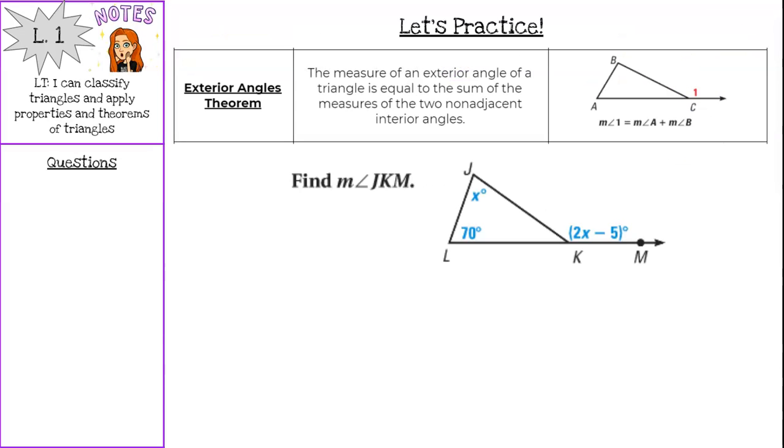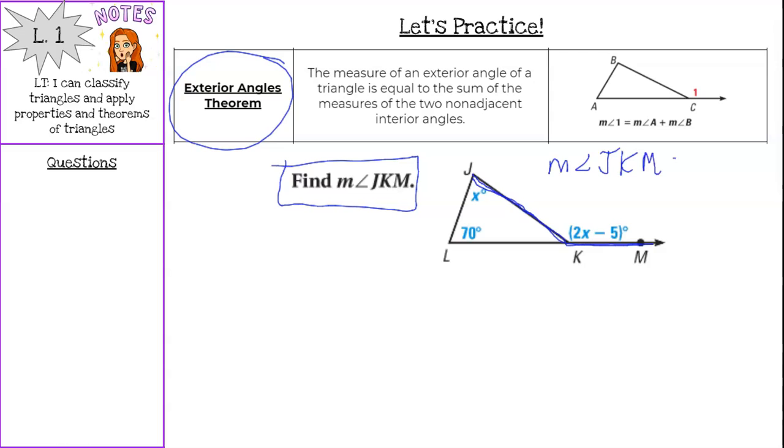All right, so we are going to apply that exterior angles theorem that we talked about. So we want to find the measure of angle JKM. Well, here's JKM. So we want to know, what does 2x minus 5 equal? Measure of angle JKM equals 2x minus 5. So we're going to have to solve for x. So to solve for x, we're going to use that exterior angles theorem, which tells us 2x minus 5 equals the sum of the other 2 interior angles it doesn't touch.